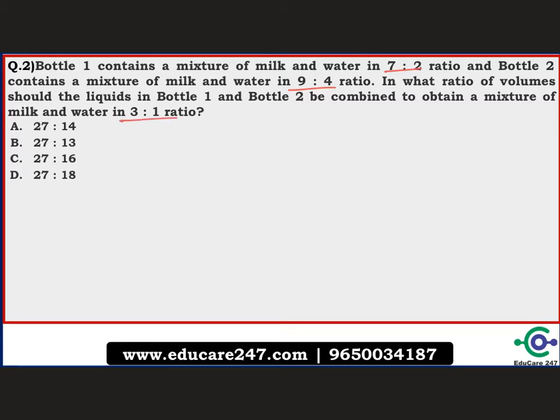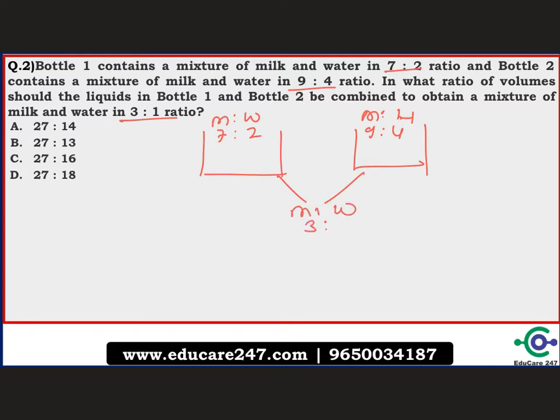Consider this as bottle 1 and this is bottle 2. In this, the milk and water is in the ratio 7:2, and in this, the milk and water is in the ratio 9:4. We have to mix it in such a way that milk to water becomes 3:1. In such questions, what you usually do is convert it into milk to solution. So the milk to solution ratio would be 7:9. Why 9? 7 plus 2, the complete solution. Over here it would be 9:13, 9 plus 4, 13. And here milk to solution will be 3:4.